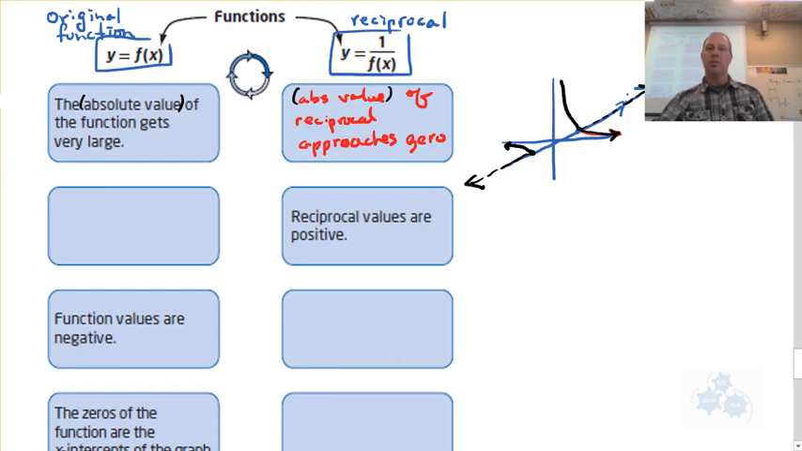Let's say these are the reciprocal values. And again, I should use different colors here. So here, red, these are the reciprocal values. They're positive. So how can you describe the values of the original function? Well, remember, does the sign change when you take the reciprocal? Does it become negative or does it become positive? No, it stays the same. So original function values are positive as well.